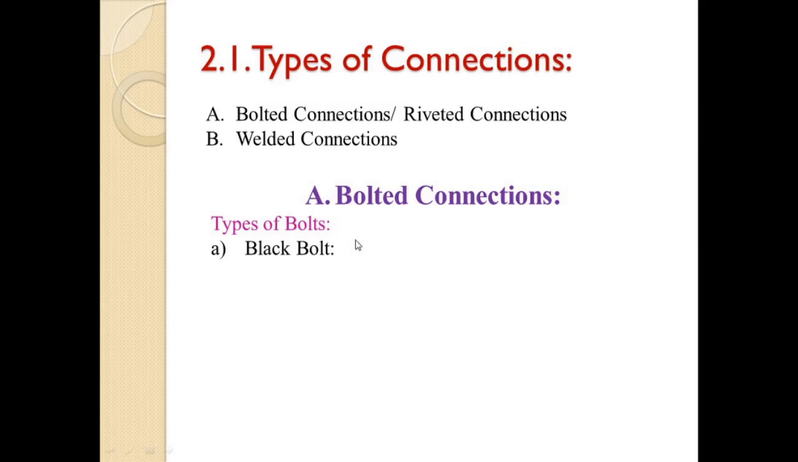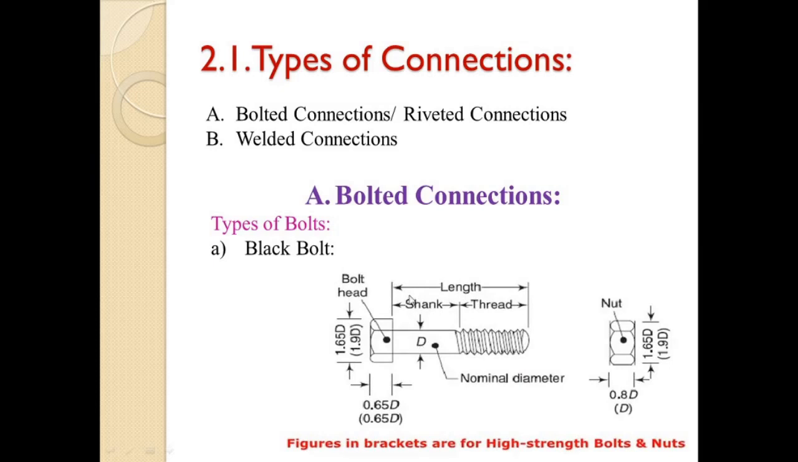Then types of bolts. There are generally two types of bolt, black bolt and high strength bolts. Here is the figure given for black bolt. This figure we can use for high strength bolt also, because the only difference is in the dimensions. Here we can see this plain area, we can call it the shank, this is the threaded portion, and this is the total length of that bolt. This is the nut and this is the bolt head.